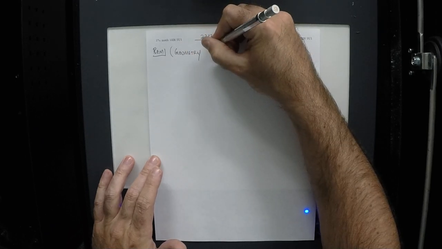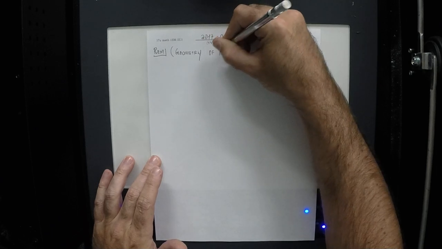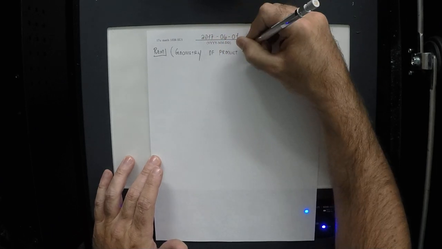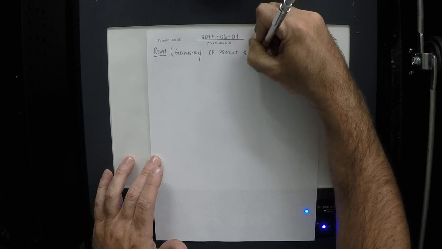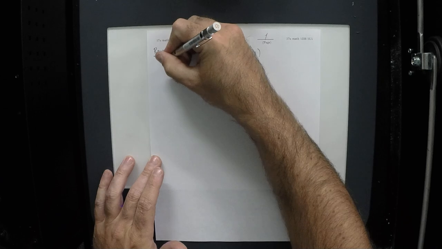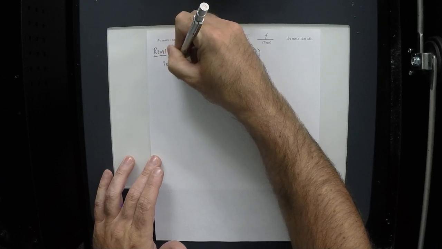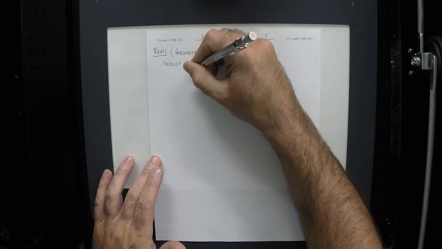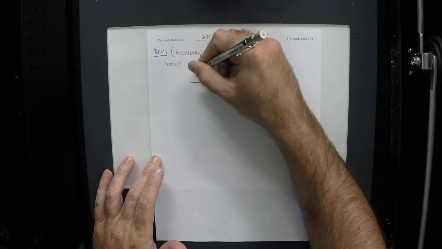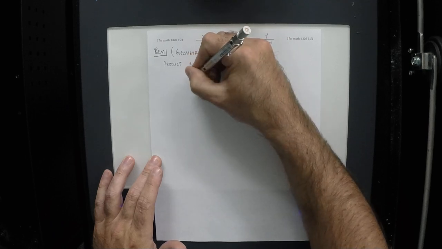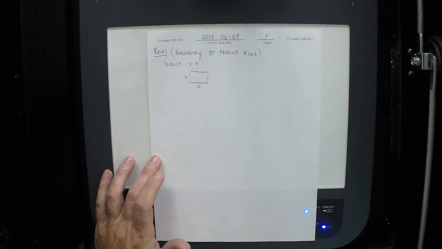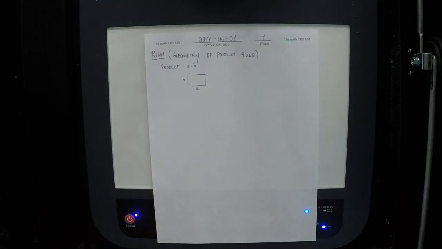So specifically, the geometry of the product rule. Generally for a product A times B, the product is the area of that rectangle. So, like the product 3 times 5, well, that's the area of a rectangle that has one of the sides 3 and the other side 5, and that area is 15.